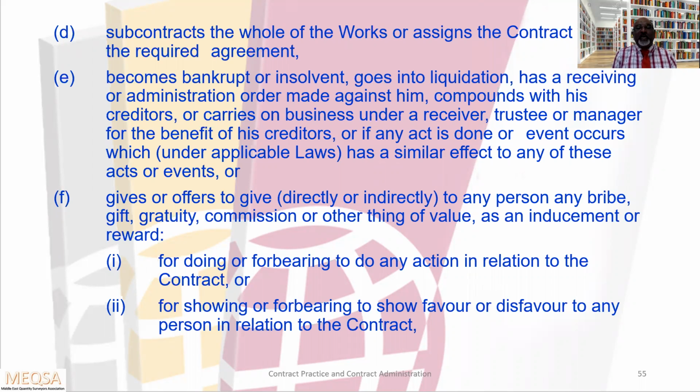E. He becomes bankrupt or insolvent, goes into liquidation, or a receiving or administration order is made against him, compounds with his creditors or carries on business under a receiver, trustee or manager for the benefit of his creditors. F. Gives or offers to give directly or indirectly to any person any bribe, gift, gratuity, commission or other thing of value as an inducement or reward. So this is also one of the grounds on which the employer has an entitlement to terminate the contract.